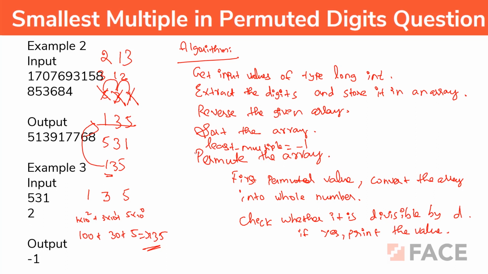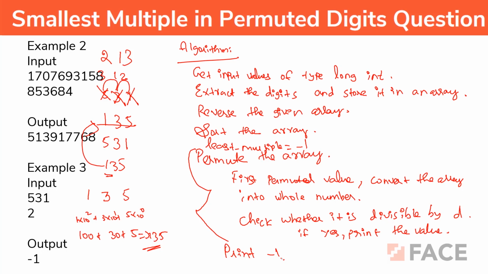In case I'm not getting any answer, I'm permuting the given number in all forms, but none of the numbers are divisible by the variable d. In that case, I have to print -1. So that I have stored in the variable called least multiple.